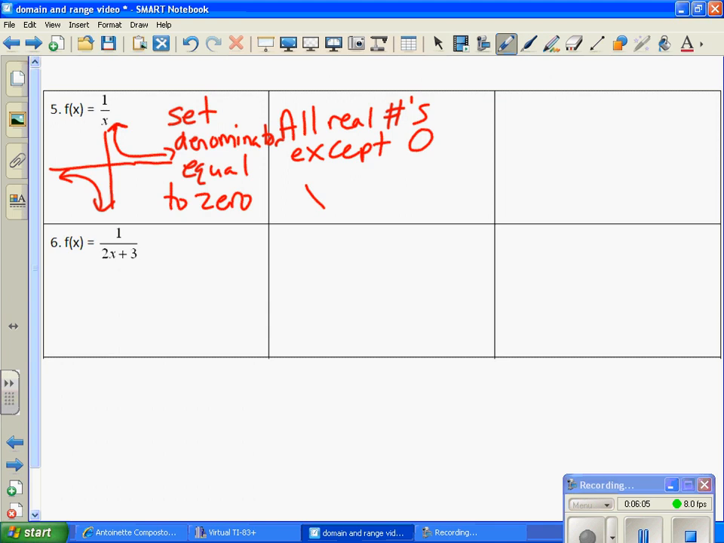Right? So if I had to set this up, and we're going to put a line to it because it cannot be that. So figure out everything it cannot be. It's all real numbers except what makes your denominator undefined.